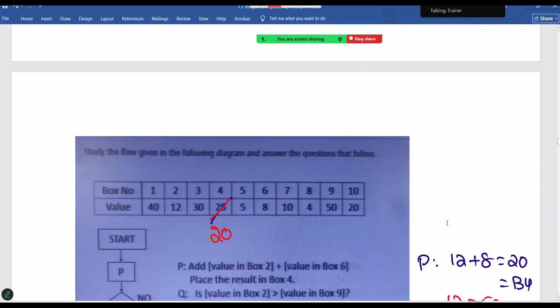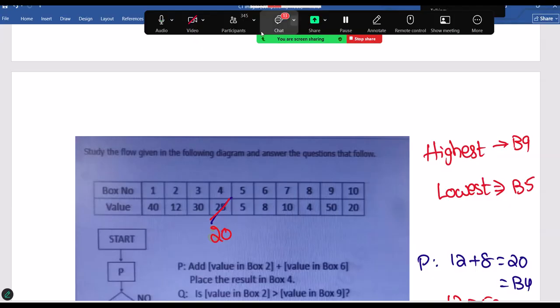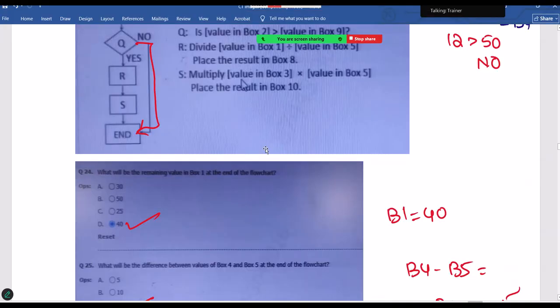Highest at the end of the flowchart, highest value. Which is highest, which is lowest? Highest at the end of flowchart is box 9. Lowest also sometimes they'll ask you at the end of flowchart, which is box 5. Highest is box 9, lowest is box 5. Check that. Right, so see the next one.